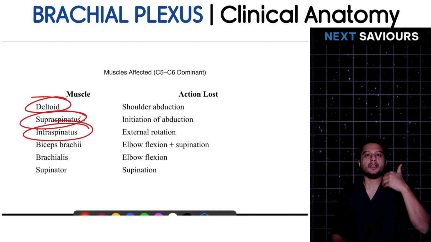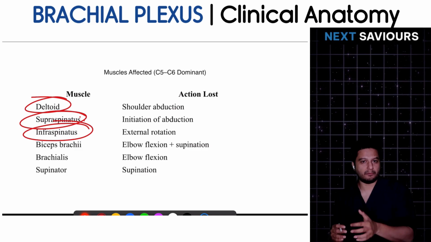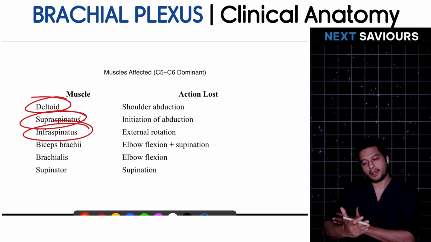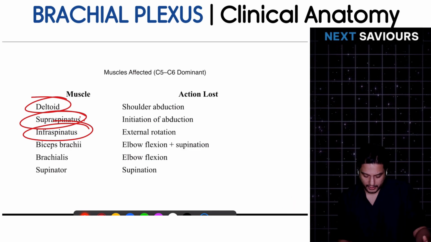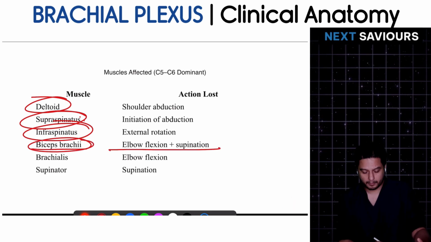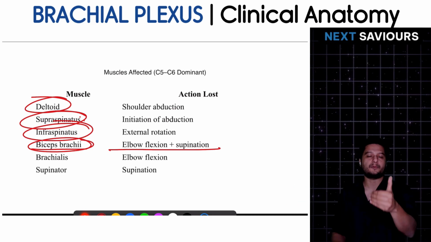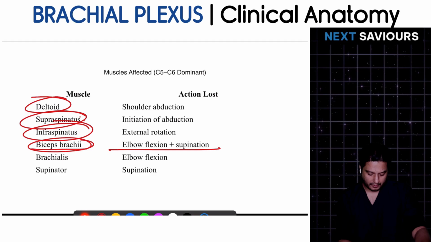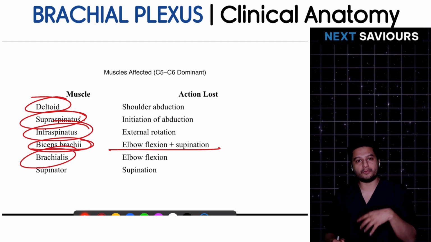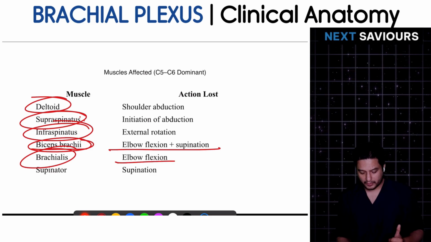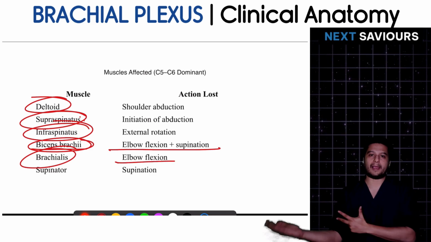Point number three, the biceps brachii muscle, which is supplied by the musculocutaneous nerve, has a function of flexion and supination. So supination and flexion would also be affected because of the musculocutaneous nerve injury, thereby biceps brachii palsy. Then there will be an injury to the brachialis also, which is again attributed to the musculocutaneous nerve injury, which will result in loss of elbow flexion.